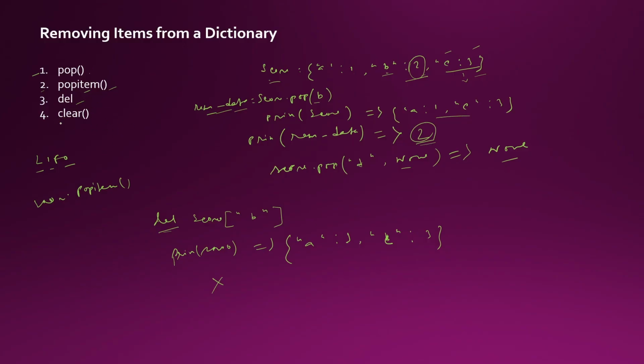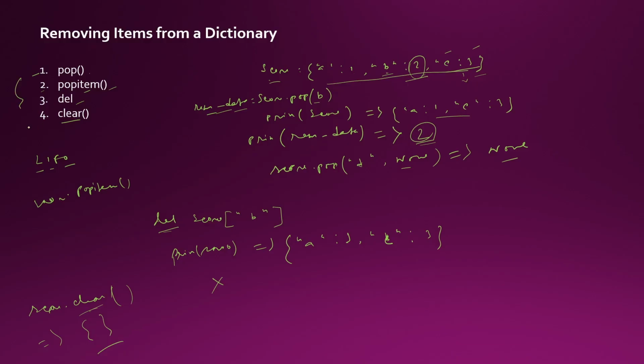Next is clear. Clear removes all our dictionary values at once, and it will give me the empty dictionary. Now if I perform score.clear, it will give me output as a blank dictionary, because the clear function removes all the data in my dictionary. So this is how we can perform our clear function to remove all the data in our dictionary.